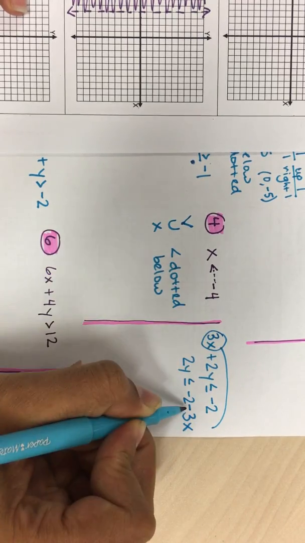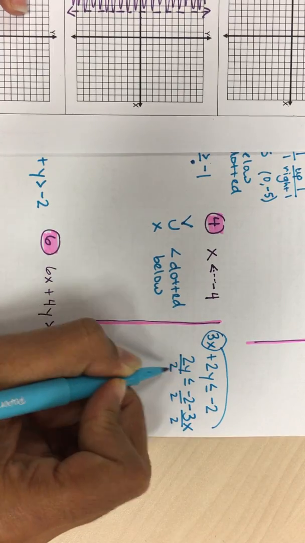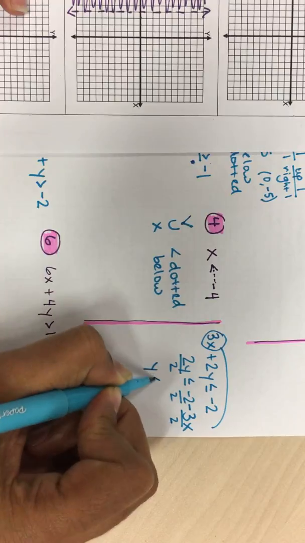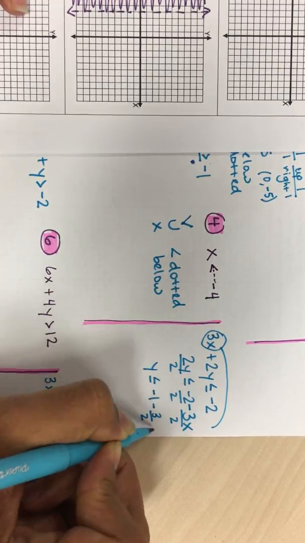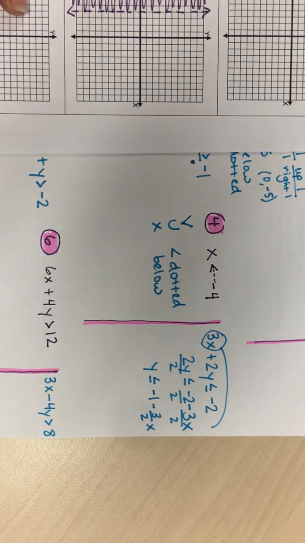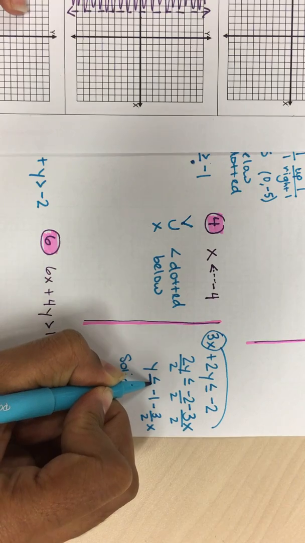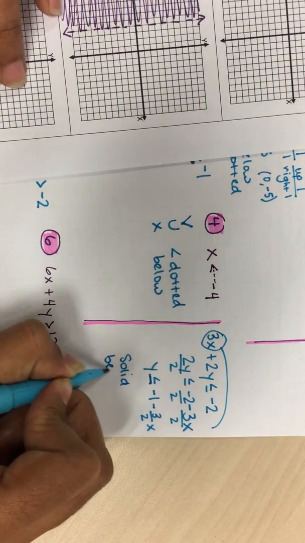Used to be positive 3x, now it's negative 3x. Divide, divide, divide. Don't forget to ask yourself, did I divide 3 times by a negative number? No, I do not flip. Divide, divide. This is going to be solid because it's underlined. I can make it with my left hand, so it's a less than, so below.